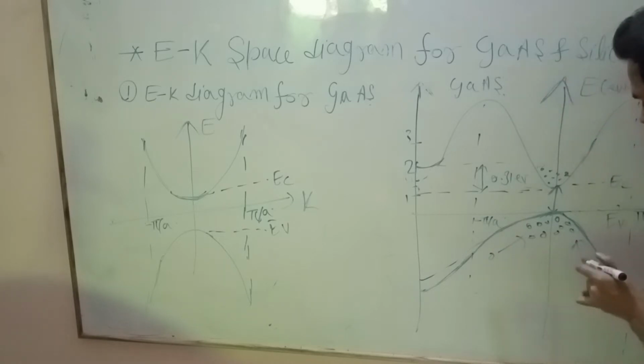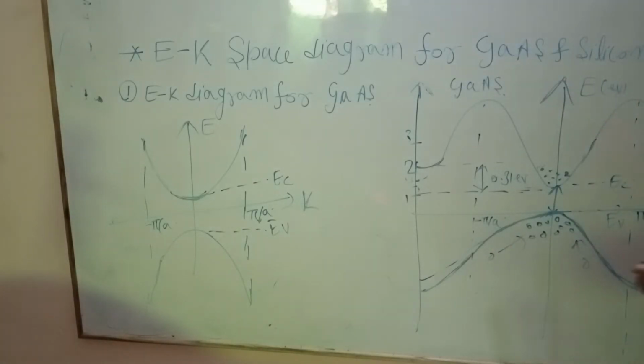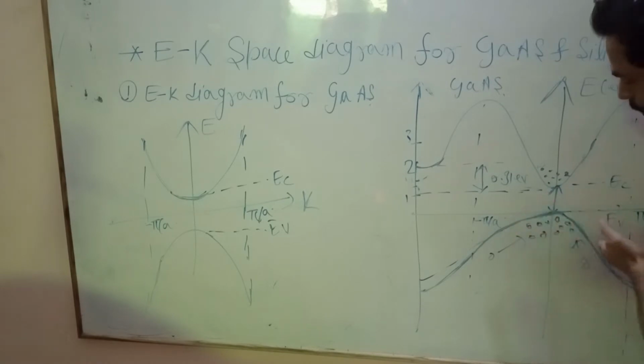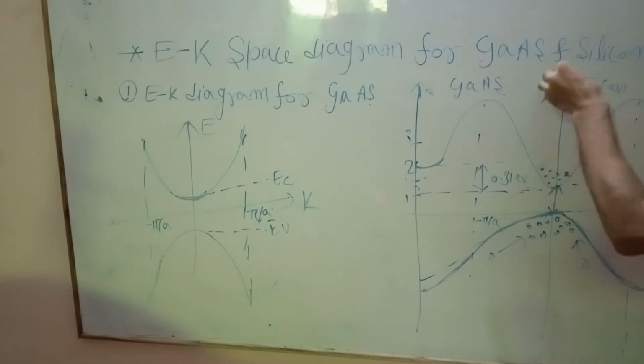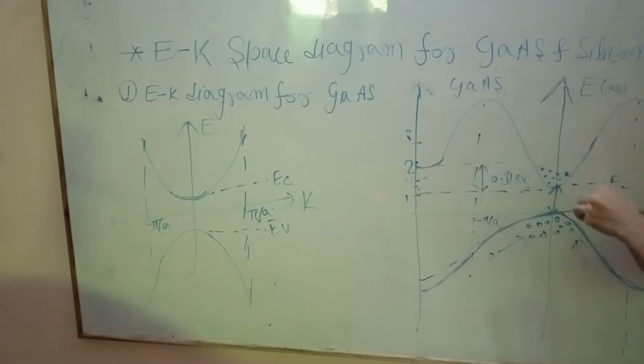all the holes in the valence band are tending to accumulate at the uppermost level of the valence band energy, and all the electrons in the conduction band are tending to settle down at the bottom of the conduction band energy. Therefore, both this minimum conduction band energy and maximum valence band energy occur for the same value of K, that is K equal to 0.